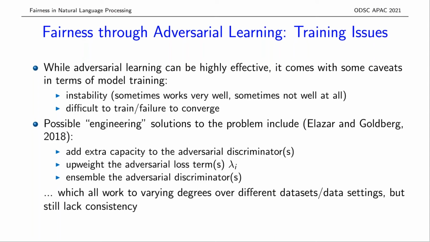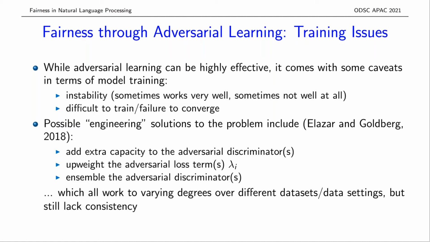So subsequent work, in terms of potential engineering fixes to this issue, looked at things like, well, we can obviously add more capacity to our adversarial discriminators, as in raw number of parameters. We can upweight the adversarial discriminators in terms of these lambda i values across our different protected attributes that we were talking about before. Or we can ensemble adversarial discriminators. So instead of having one per protected attribute, we can actually have multiple per protected attribute, with the classic ensembling expected result that it should do better than just one.